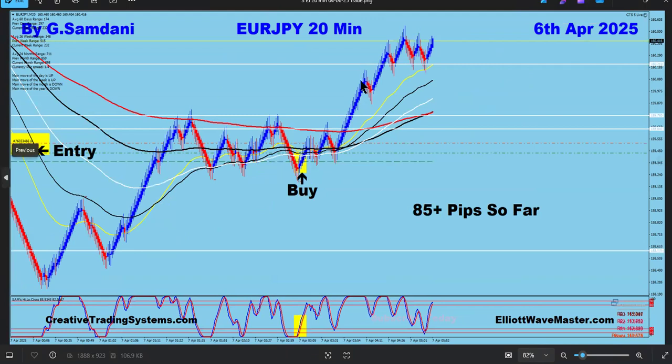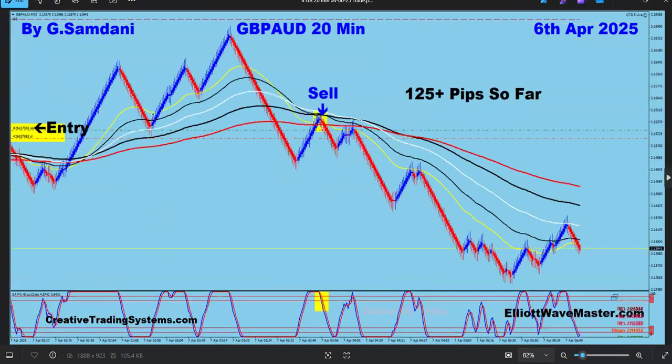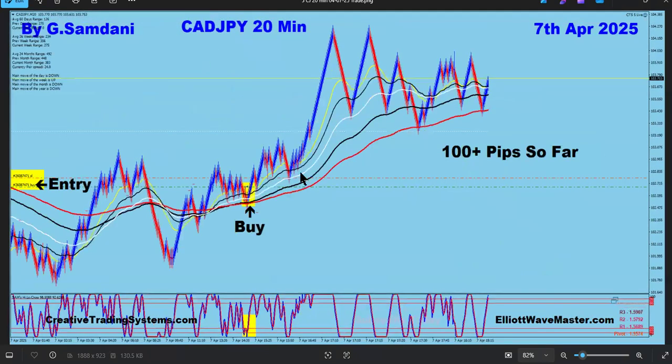Buy orders right there. Some of these charts, I'm going to show my 40-minute chart as well, and based on those 40-minute charts, I take these trades. So this one, pound Aussie 20-minute to the downside on the 6th, 425 pip. And this is CAD yen, going up.